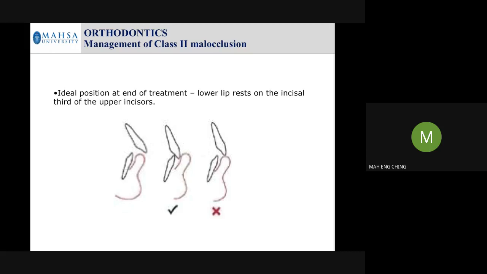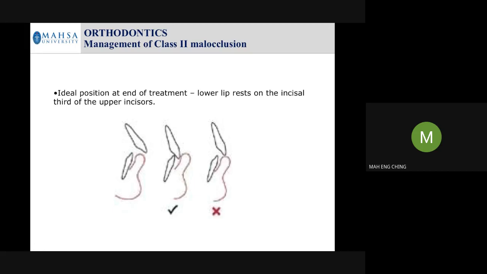So the ideal position at the end of treatment, we are trying to achieve what we call the stable position of the upper incisor, so that the lower lip can rest on the upper incisor one third. So you can see this picture. If the lower lip is trapped behind the upper incisor, that will make the patient more class 2 with time, or you can open up the upper incisor gap.